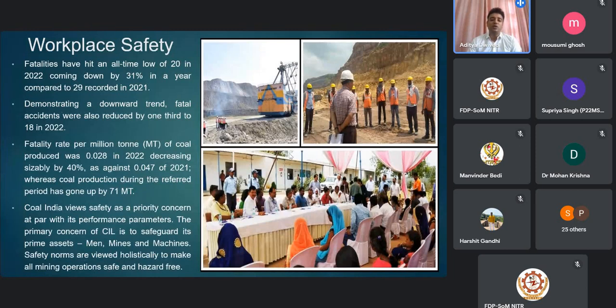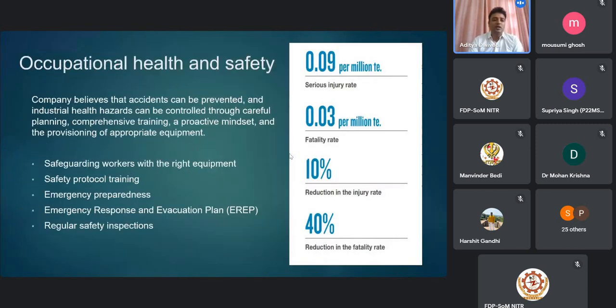So these things cannot be taken care of on the official part, from the office. These things can only be taken care of by the family. So this is why family counseling is very important for workplace safety. Apart from that, we have taken initiatives.